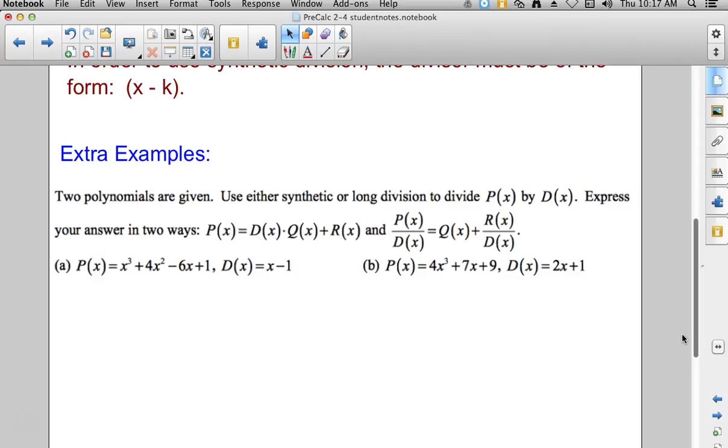Oh, we're good. Two polynomials are given. Use either synthetic or long division to divide p of x by d of x and express your answer in two ways.